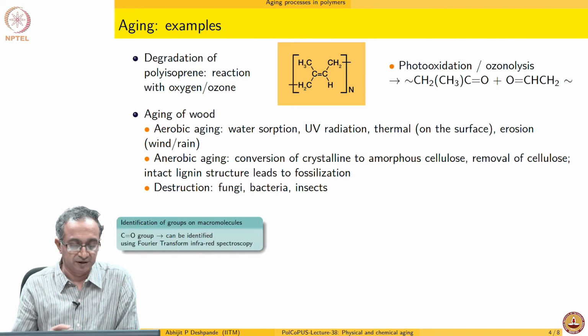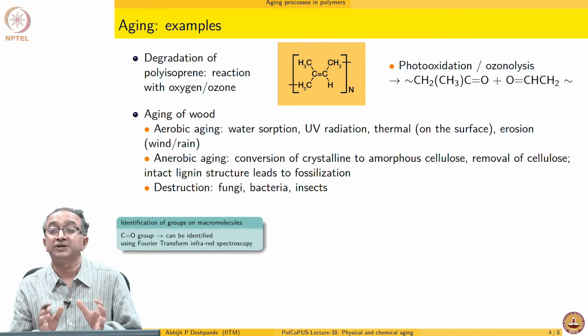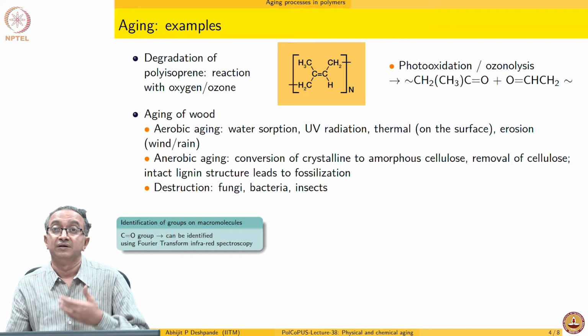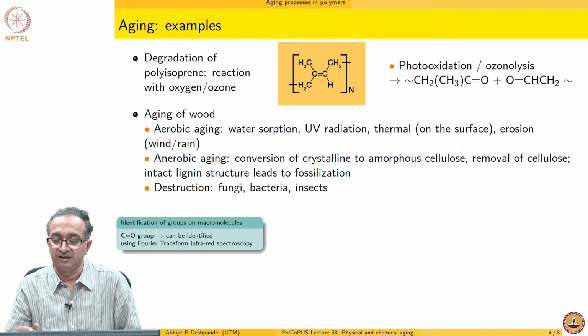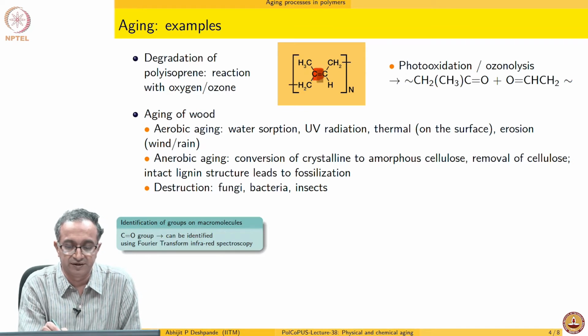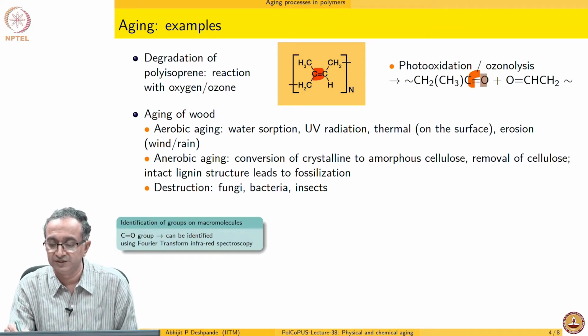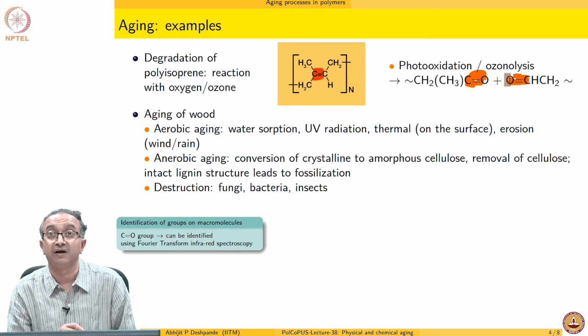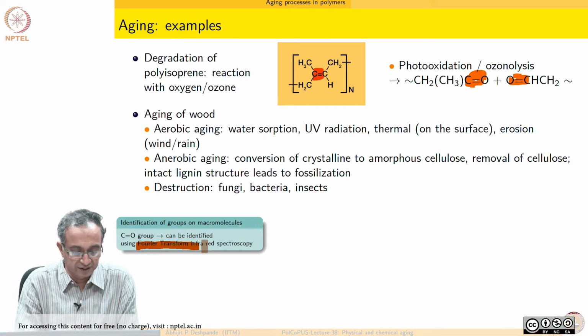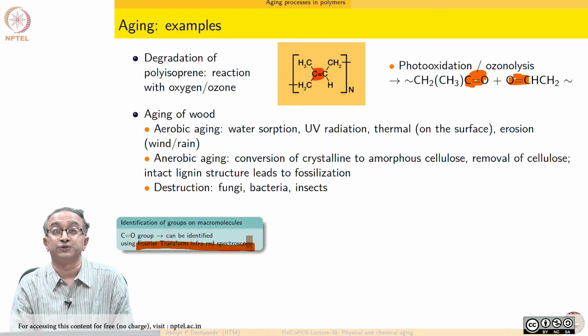So, one important way in which we can track especially the chemical aging processes, in which the bonds change in the material, is this. For example, here we saw that instead of a double bond which was there in isoprene, it leads to the formation of carbonyl bonds. So, we can use what is called Fourier transform infrared spectroscopy.